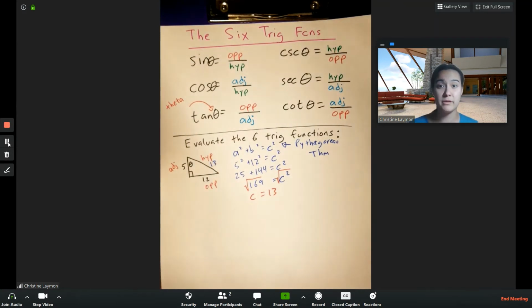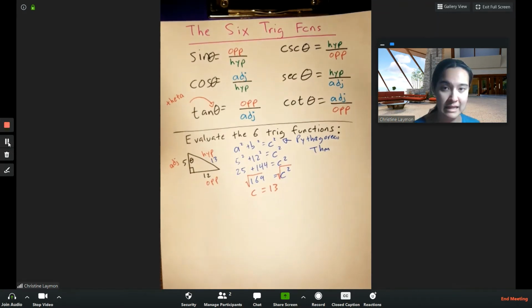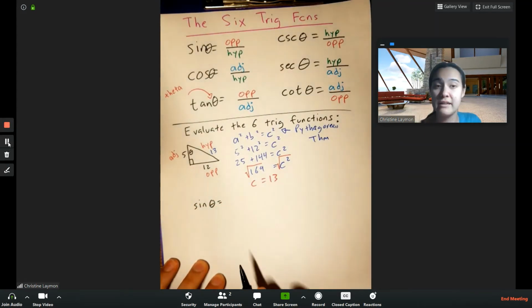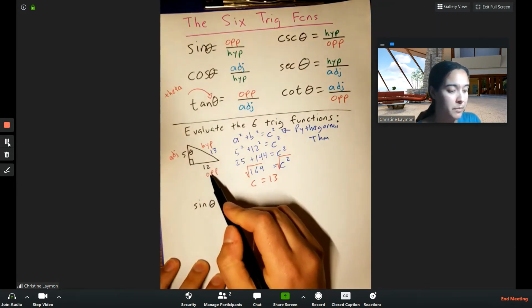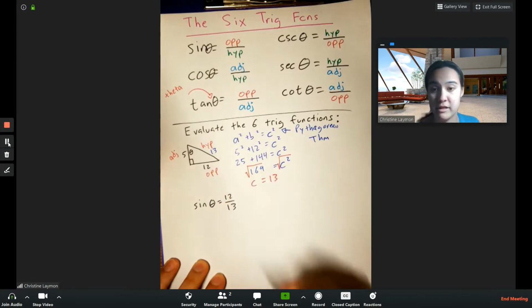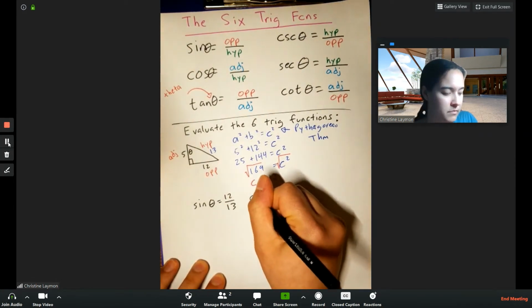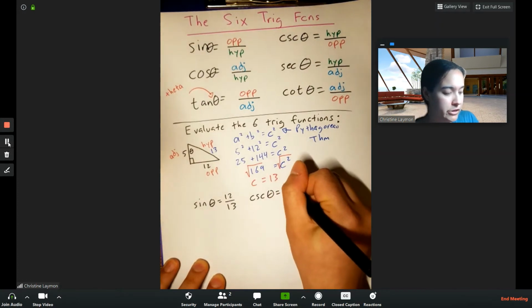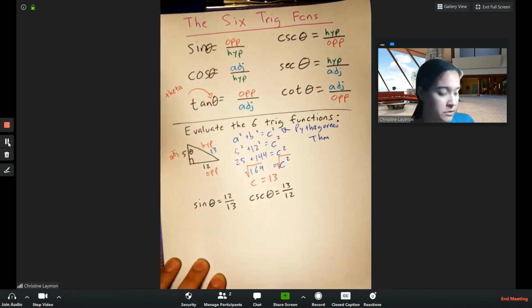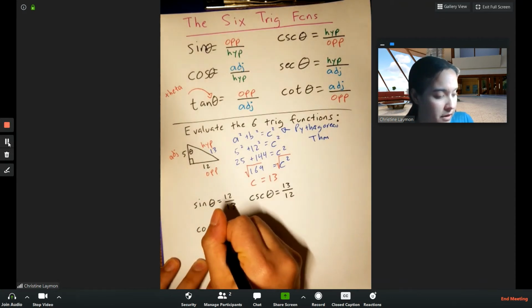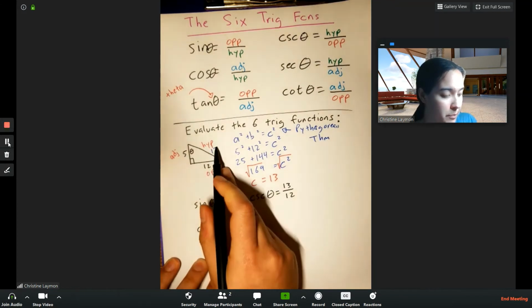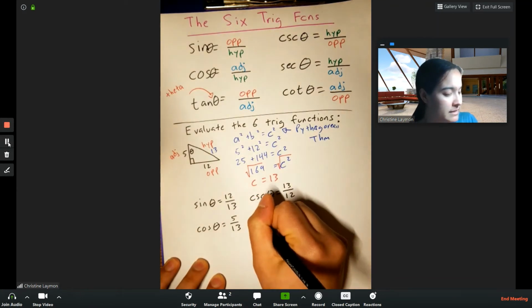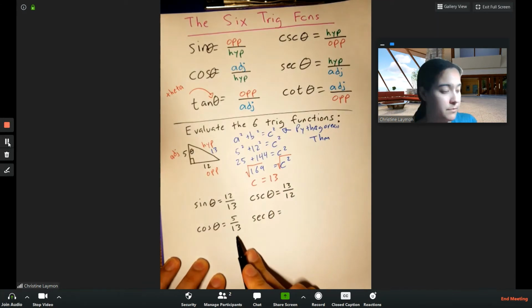It's time to go ahead and plug them in to those six trig functions. I'm going to start this time by doing sine of theta. Remember, sine is opposite over hypotenuse. Opposite over hypotenuse, that's 12 over 13. Let's go ahead and do cosecant right now. Cosecant of theta. Remember, that one is sine flipped upside down. So just 13 over 12. Let's go ahead and do cosine. Cosine of theta, adjacent over hypotenuse, 5 over 13. Let's now look at secant. Secant of theta, flip this upside down. 13 over 5.